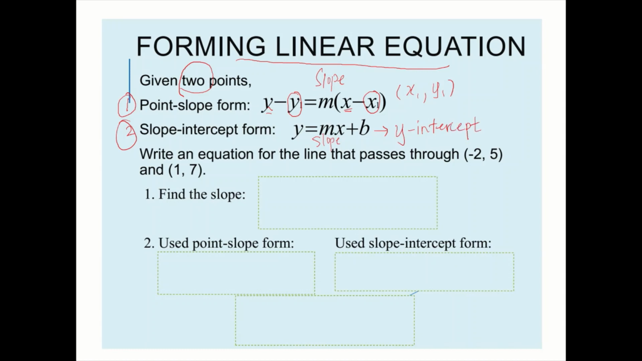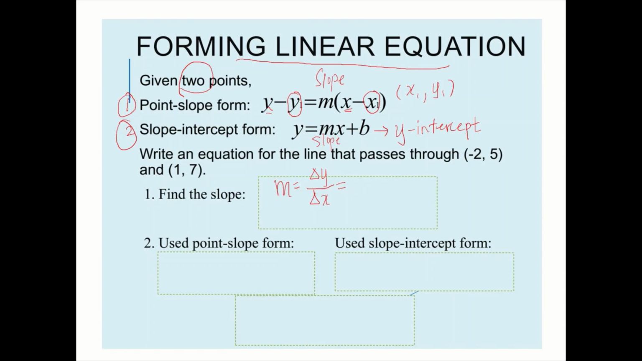All right, let's take a look at the example below. Write an equation for the line that passes through (-2, 5) and (1, 7). Now first we have 2 points here, so we can use these 2 points to find the slope. What is the slope? The slope is the difference of y divided by the difference of x, right?